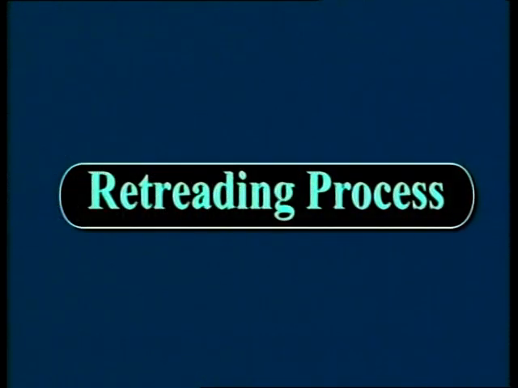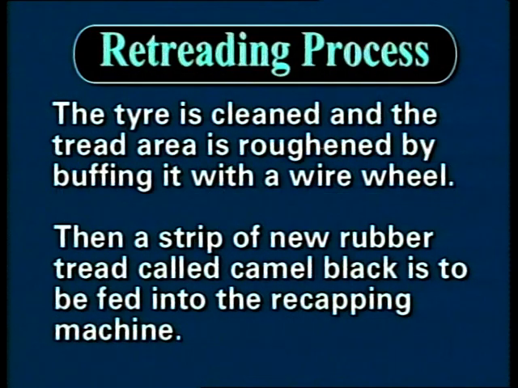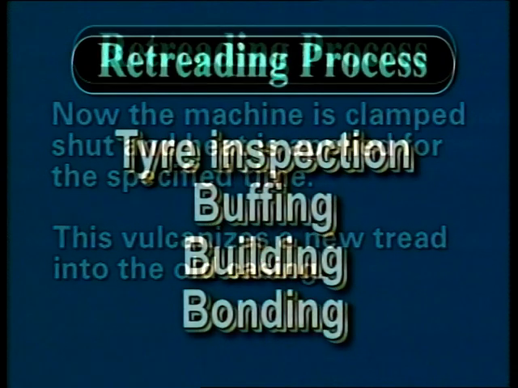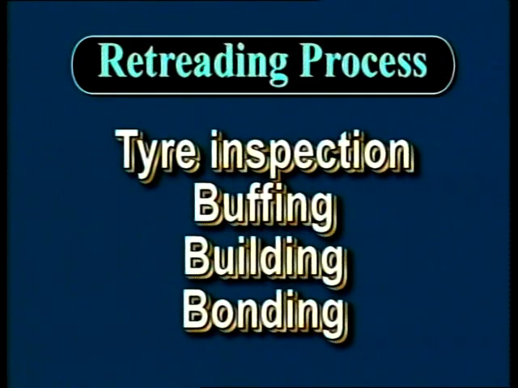Retreading process. The tire is cleaned and the tread area is roughened by buffing it with a wire wheel. Then a strip of new rubber tread called camelback is fed into the recapping machine. Now the machine is clamped shut and heat is applied for the specified time. This vulcanizes the new tread into the old casing. The tire retreading process mainly consists of 4 major processes.